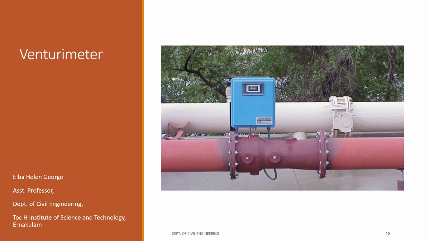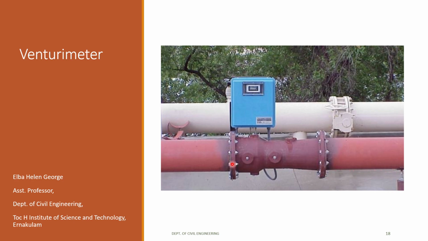In this video, we will discuss about Venturimeter. See, Venturimeter is a device which is used to measure the discharge of liquid through a pipe. So in the figure you can see a pipe. This is the pipe, and in this pipe a Venturimeter is attached in order to measure the discharge or rate of flow in this pipe.